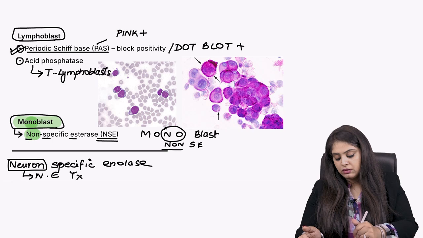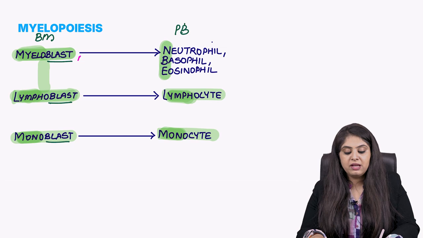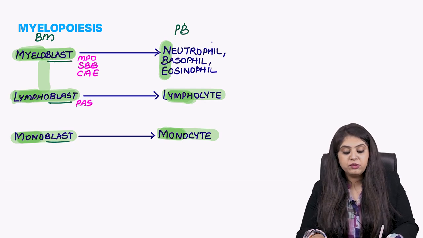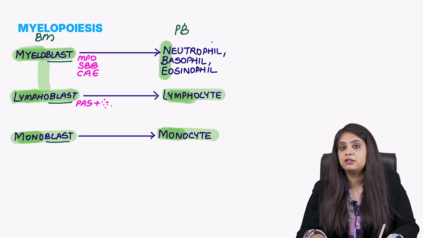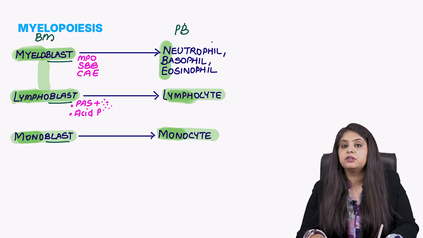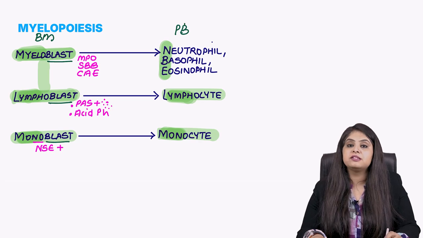So if I have to go back to the blast story and just ask you what are the special stains, you will say for myeloblast it is myeloperoxidase, Sudan black B and chloroacetate esterase. For lymphoblast it is going to be PAS positivity in the form of those dots and blocks, and also for T lymphoblast it is going to be acid phosphatase. For monoblast it is going to be mononoblast, that is non-specific esterase.